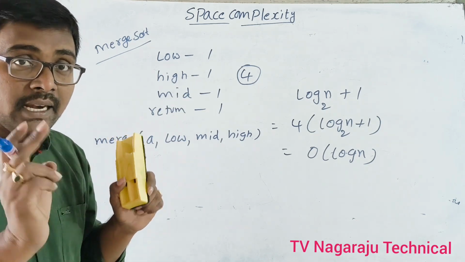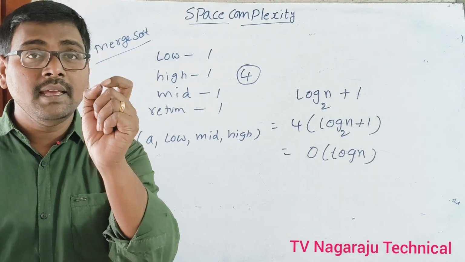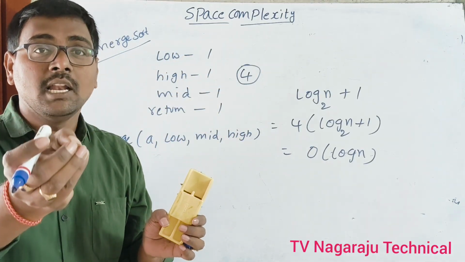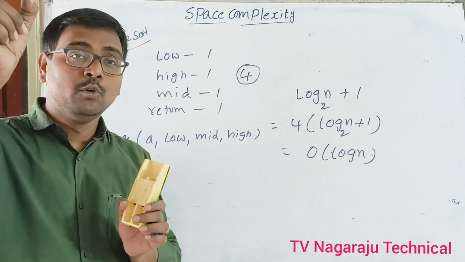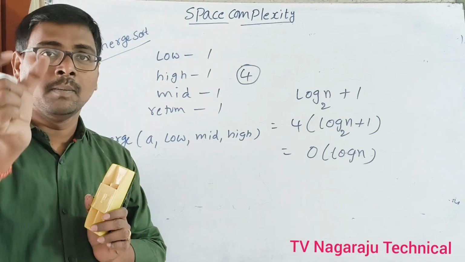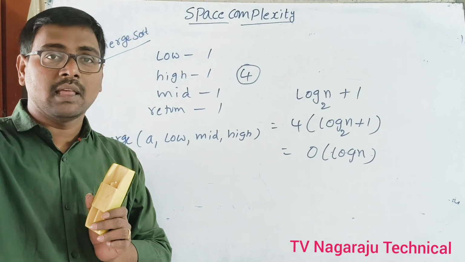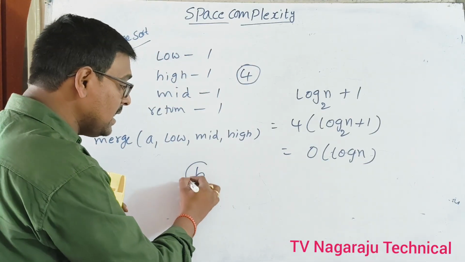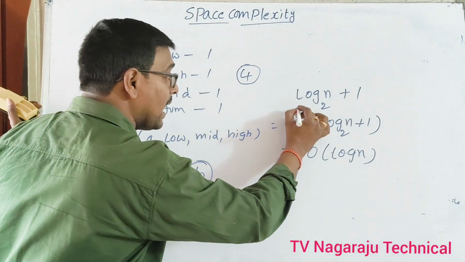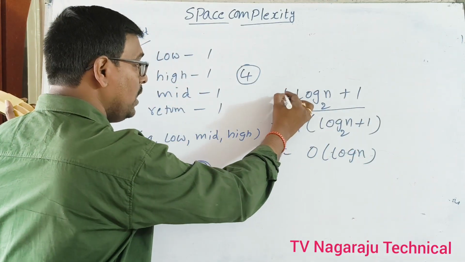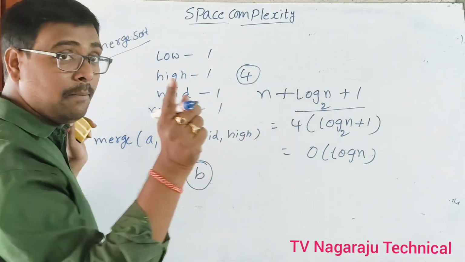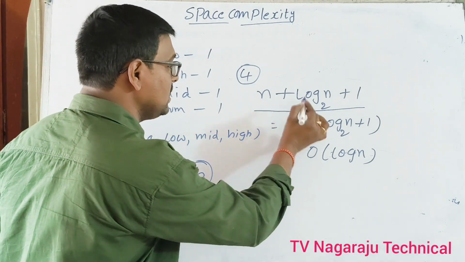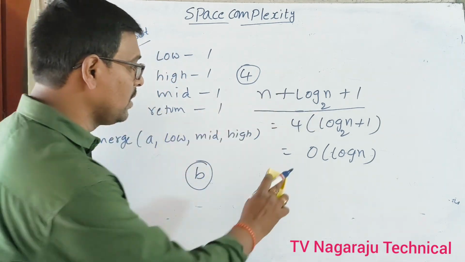But what I said, auxiliary memory means, other than the input array, how much additional memory is needed? If you remember the merge sort algorithm, after comparison of the elements in array A, we are storing the elements in array B. So along with this one, we need a temporary array B, which is used to store the result. The size is n. Now this is the answer. Clear? For understanding only, I wrote it first.